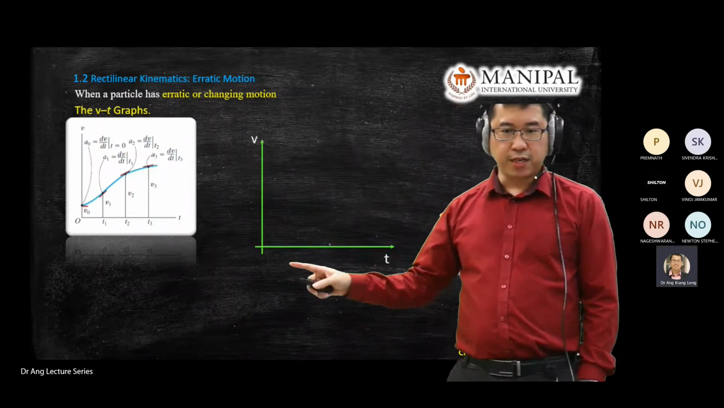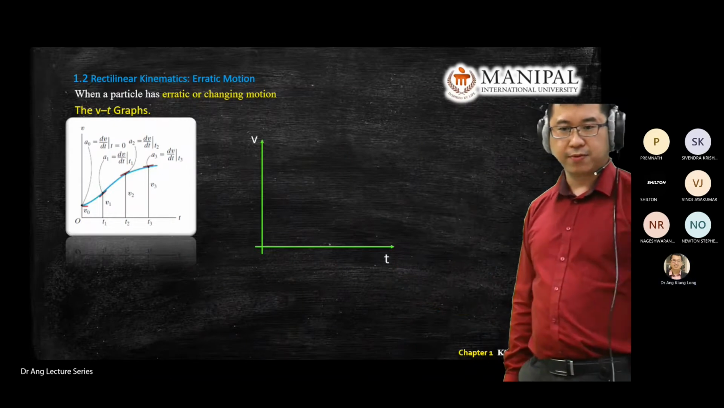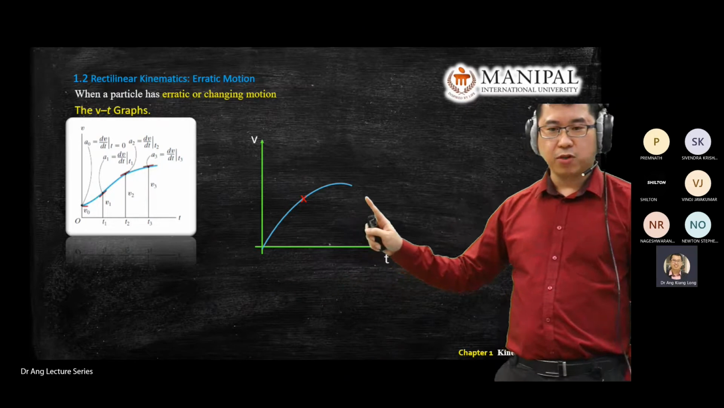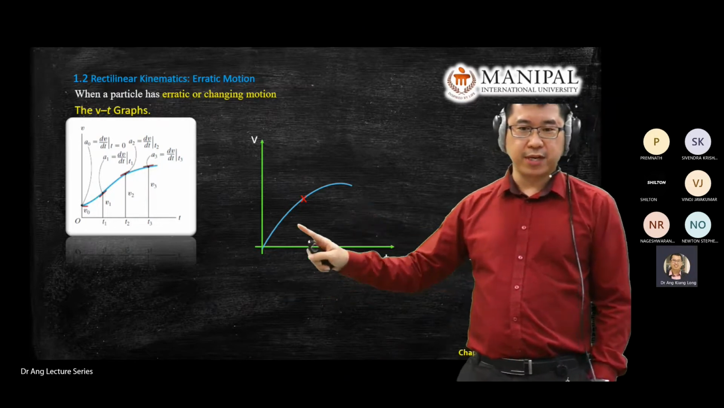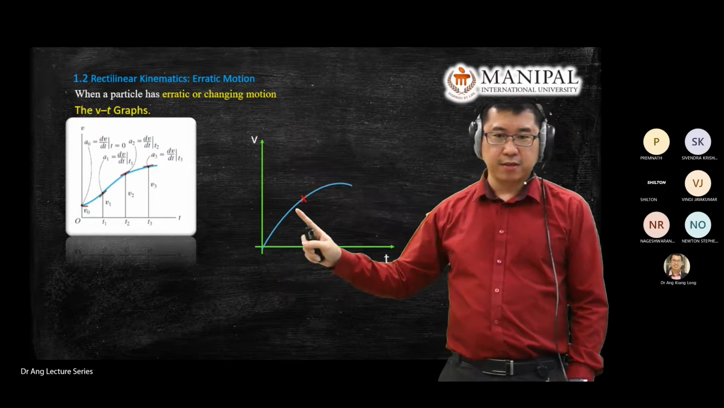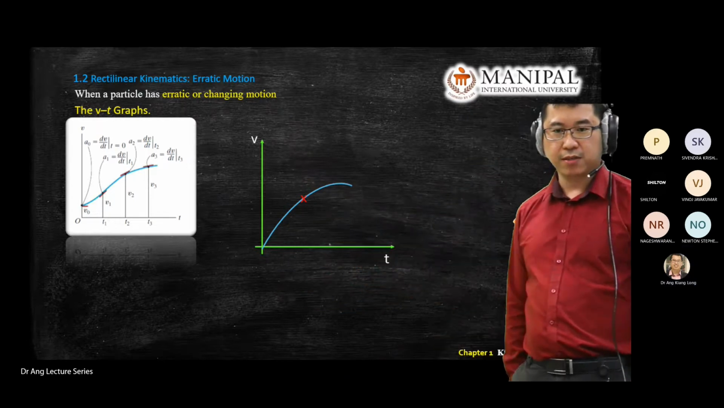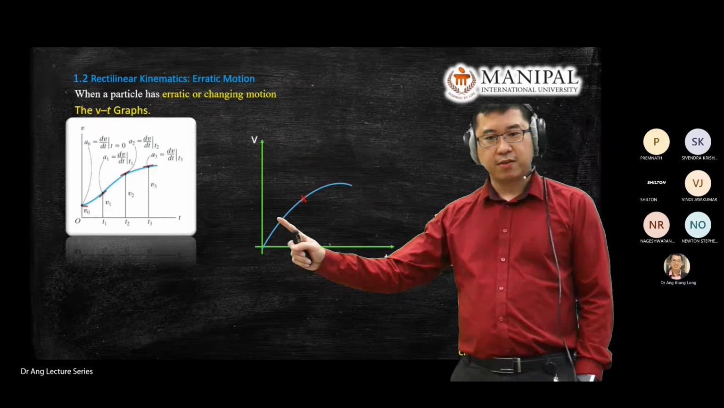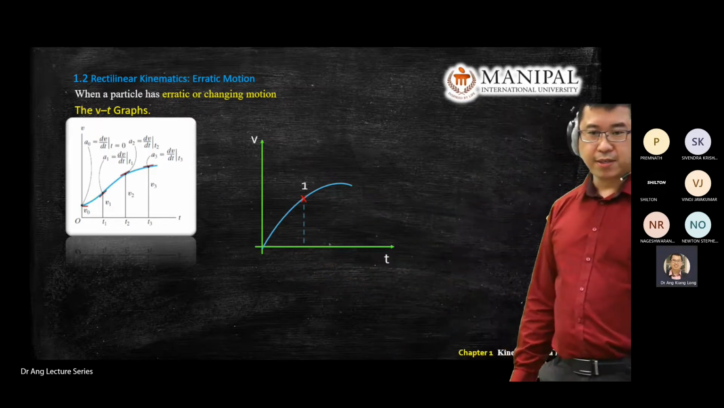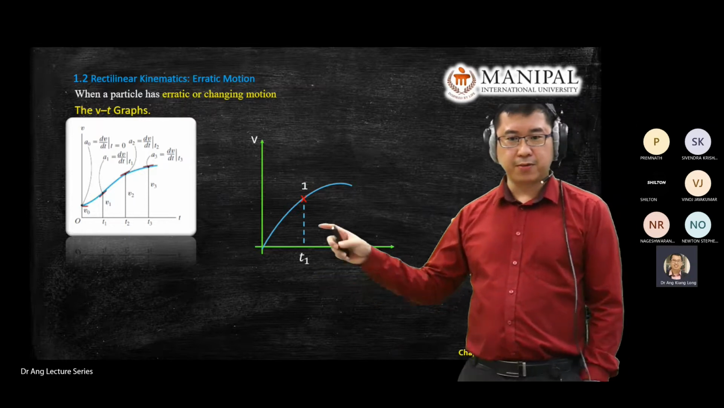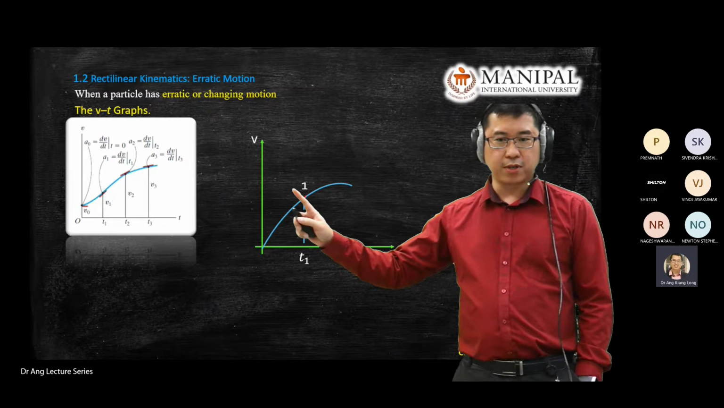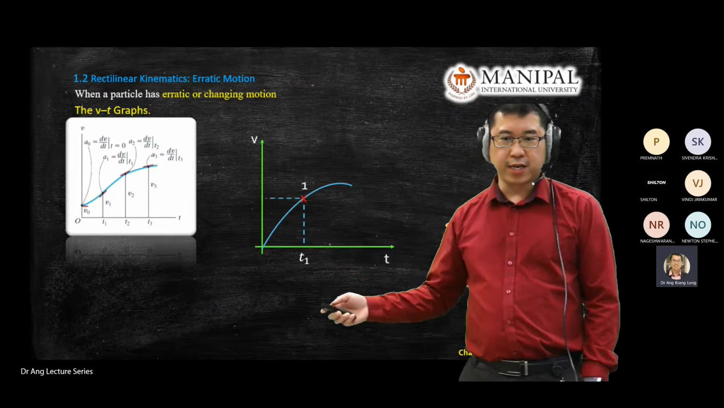Okay, V versus T graph. Again, let's say you have the same quadratic graph, the same erratic motion, V versus T, because it keeps changing. You look at point 1, same, repeat the same principle. Point 1, you project down, you get T1, project to this axis, you get V1.